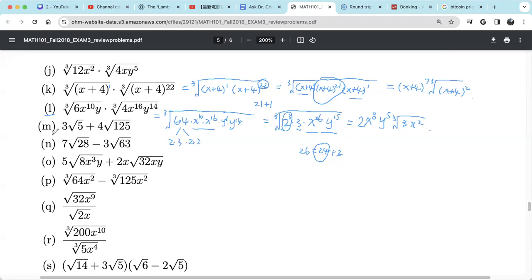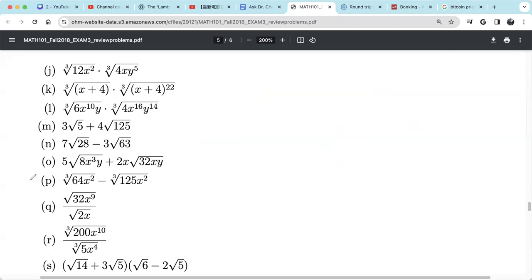Now let's see m. M is a little bit different. Let me clear. So m, we're adding, we're not multiplying. Before we were multiplying. Now we're adding those two radicals. We need something called like radicals, like terms. So only for like radicals, we can add them and subtract them.